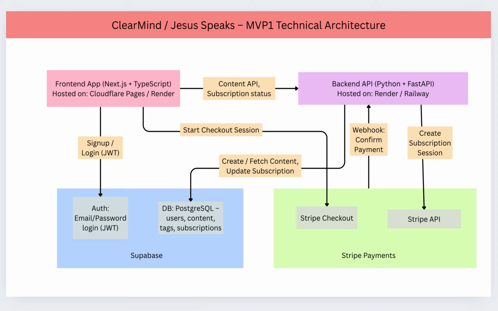Let's dive into the front end. We are using Next.js with TypeScript, which gives us both server-side rendering and a great developer experience. The front end handles routing, page rendering, and communication with both the backend and Supabase auth. When users log in and sign up, that request goes directly to Supabase auth, which returns a JWT token.